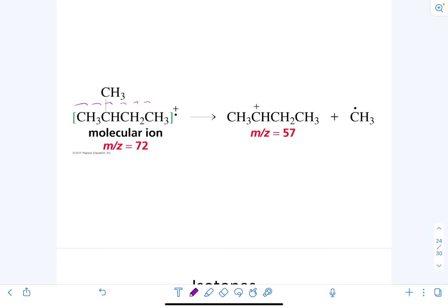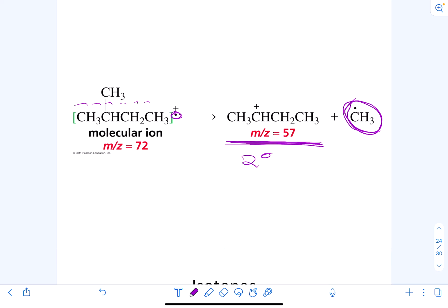So basically what we end up losing here is a methyl radical. We lose a neutral methyl radical. That gets rid of the radical that we have on the radical cation, but it leaves behind this positively charged species that is a secondary carbocation. So that's a stable species that flies down to the detector and hits the detector.